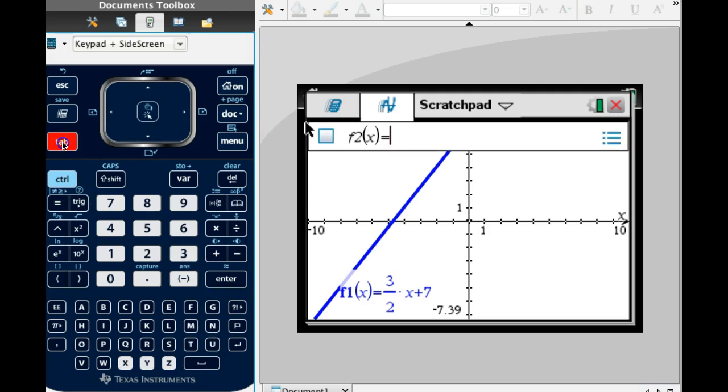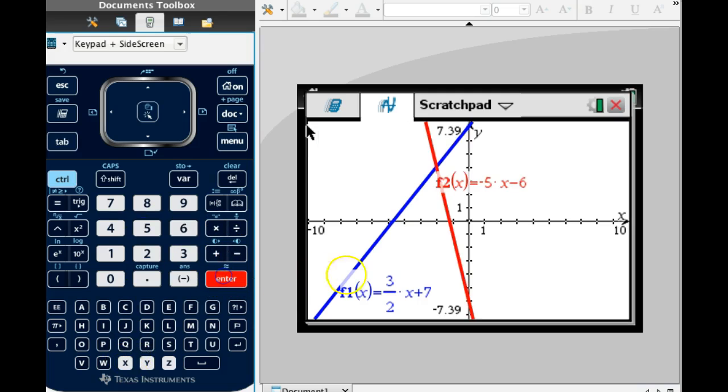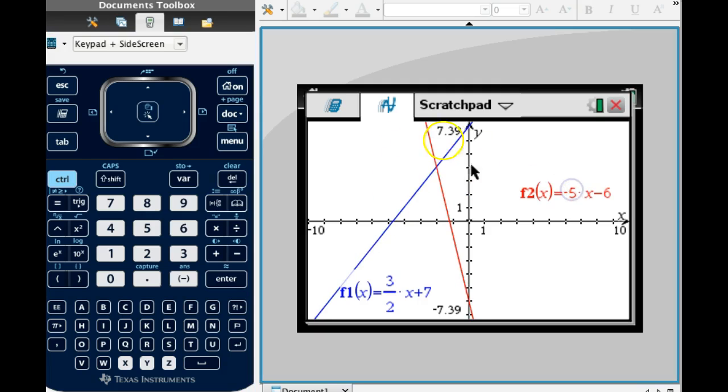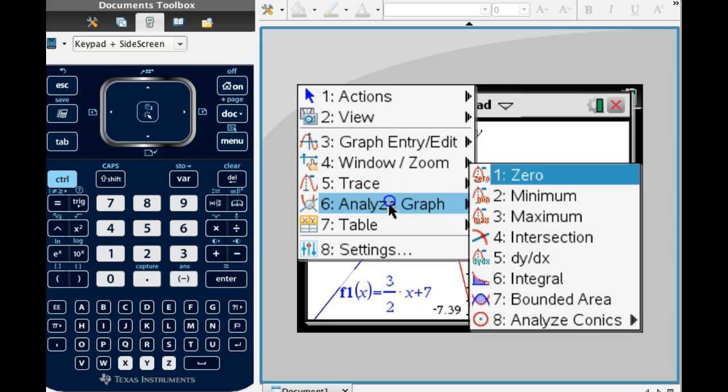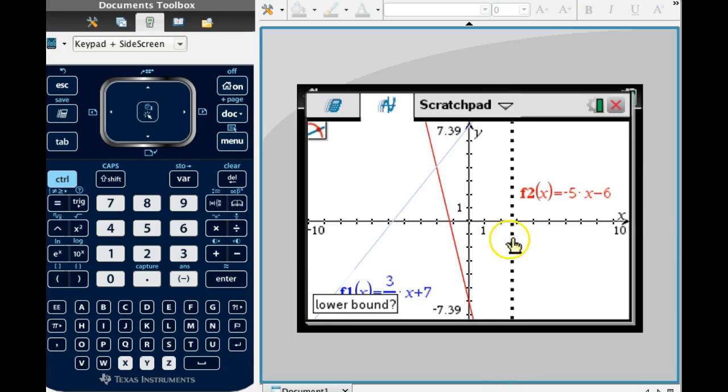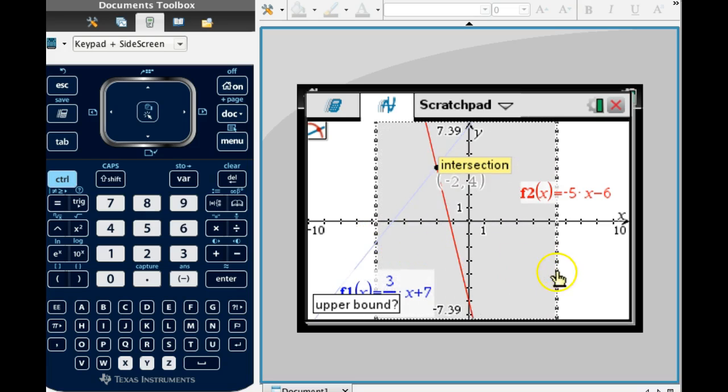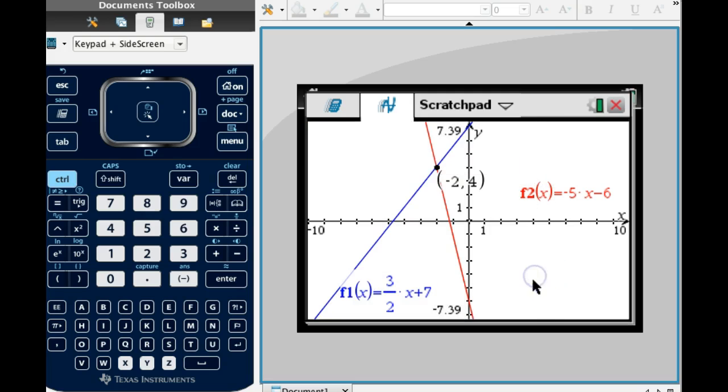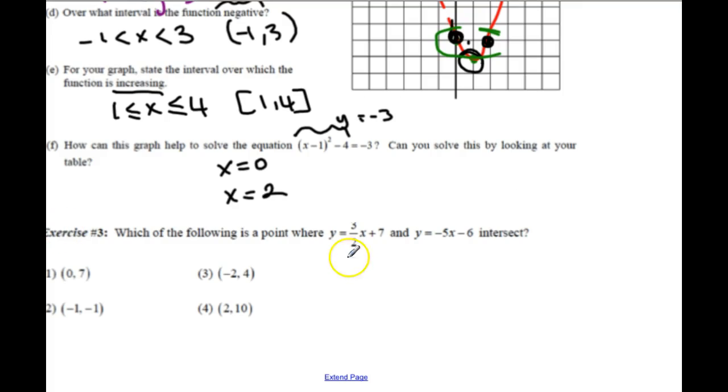My other one is -5x minus 6. Remember, hit tab to get that thing where you enter the calculator, -5x minus 6, enter. Notice there's an intersection point, but I want to know exactly what point that is. Go to menu, analyze graph, intersection. Go to the lower bound, which is to the left, hit enter, go to the upper bound, which is to the right, hit enter, and you see the point that's blinking, so it's at -2, 4, which is choice 3.